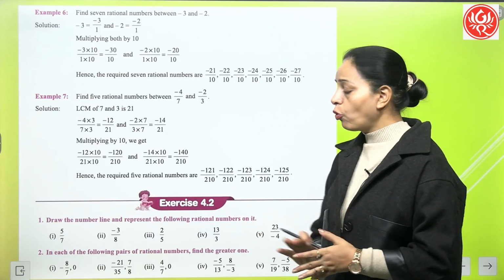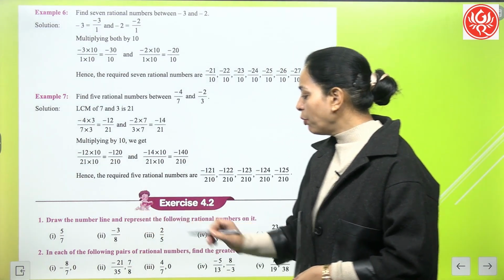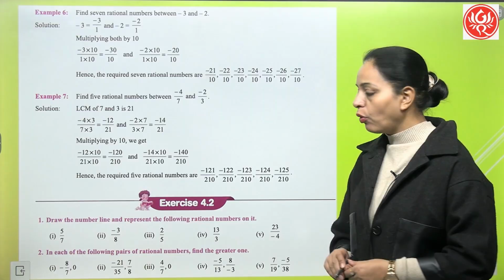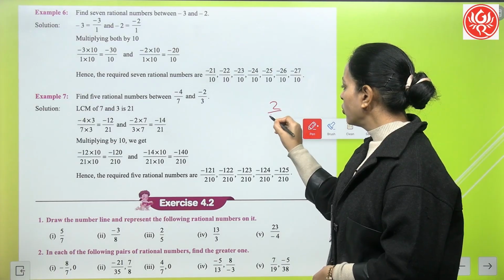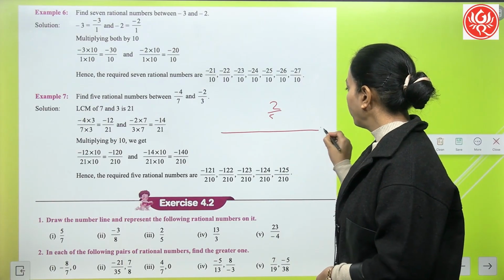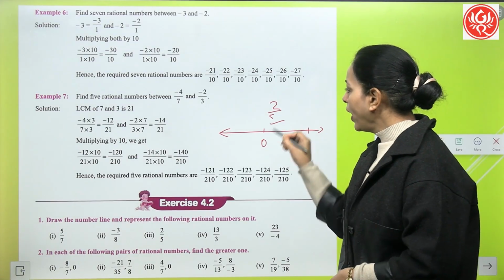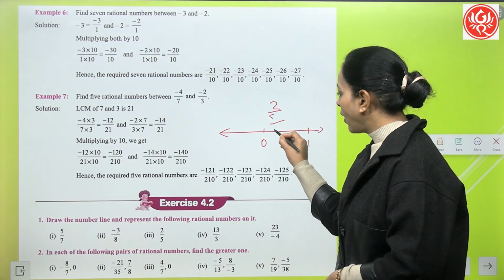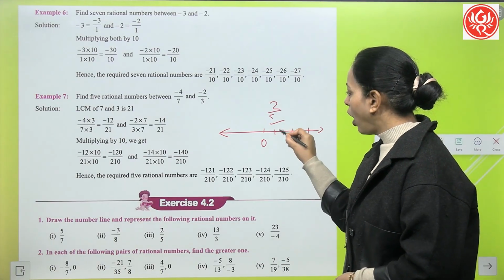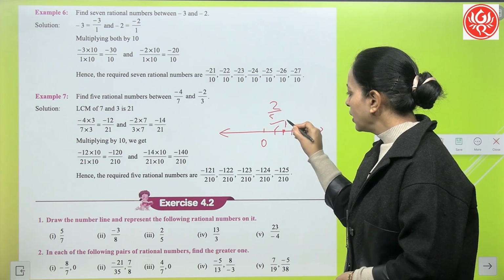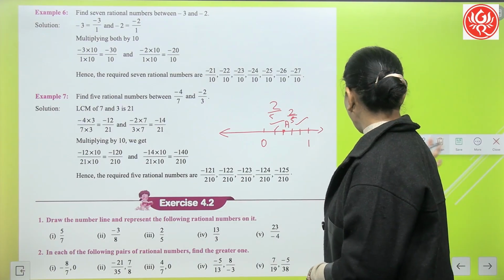Now exercise 4.2, based on this type of example, see question number 1. Draw the number line and represent the following rational number on it. See third part, 2/5. So what to do? We can draw a number line like this, mark 0, mark 1 on the right side. Now we have denominator 5, so take 5 equal parts, 1, 2, 3, 4, and this is the fifth one. Now 2/5, count 1, 2. So this represents 2/5. Similarly, you can try the remaining parts.